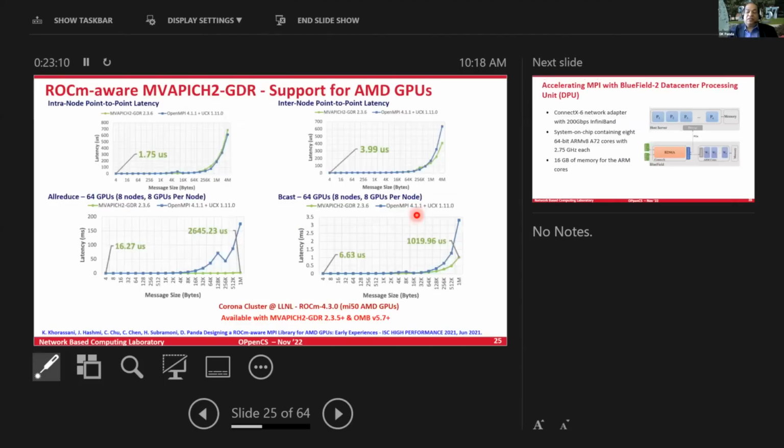Now, I talked about all these NVIDIA GPUs, but we have been continuously working on other GPUs, AMD GPUs, and very soon you will see even the Intel GPUs coming up. And here again, the MVAPICH2 library is ROCm aware. ROCm is AMD's lower level middleware. So through that, we are able to support. And here you will see, again, within the node, between 2 GPUs, we are able to send in 1.75 microseconds. And as you can see here, we are comparing our MVAPICH2-GDR with OpenMPI for collectives and all. We are able to give very significant benefits with our design compared to the other libraries.